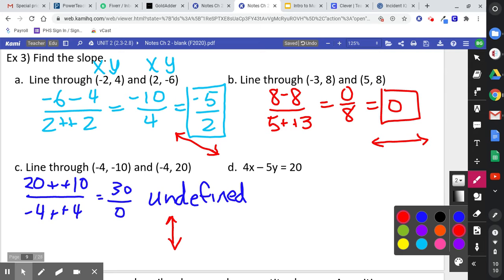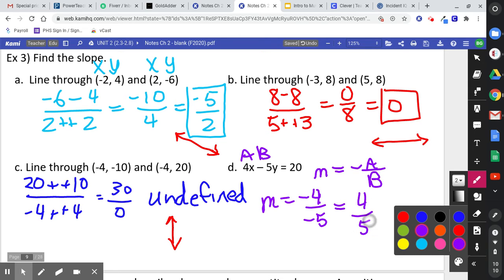So then part D. Part D is the first one that's in standard form. And so we had this formula, m equals negative A over B, remember. That's the one we're probably not as comfortable with. It's easy to do, but hard to remember, I suppose. What you could do is just move your stuff around and put it in slope-intercept form. But that's what this formula is basically doing. Your a number is 4 and your b number is negative 5. So m is going to equal the opposite of 4 over negative 5. Reduces to positive 4/5.